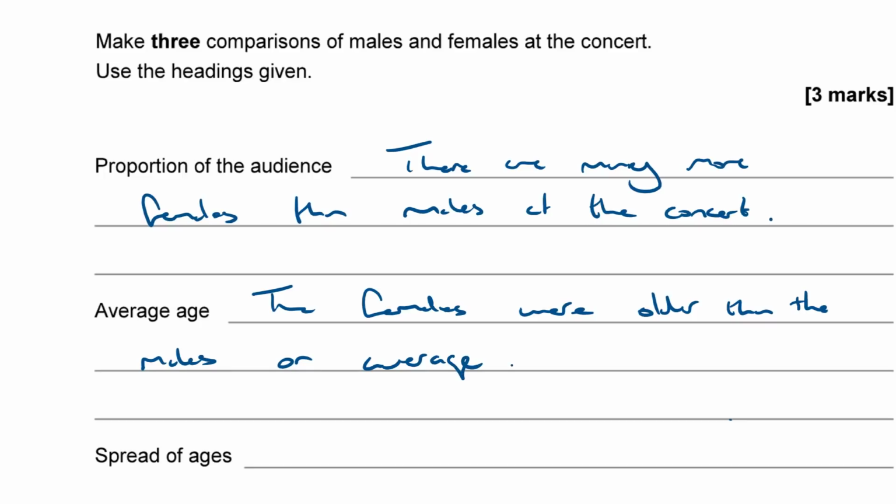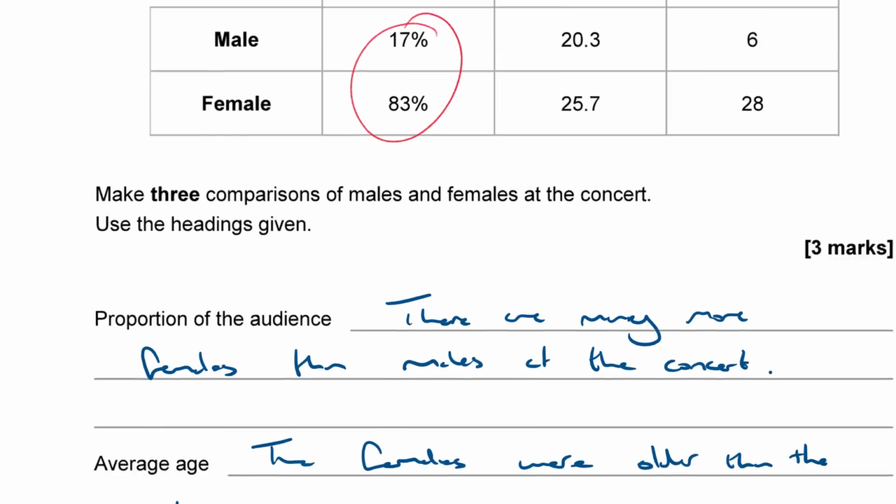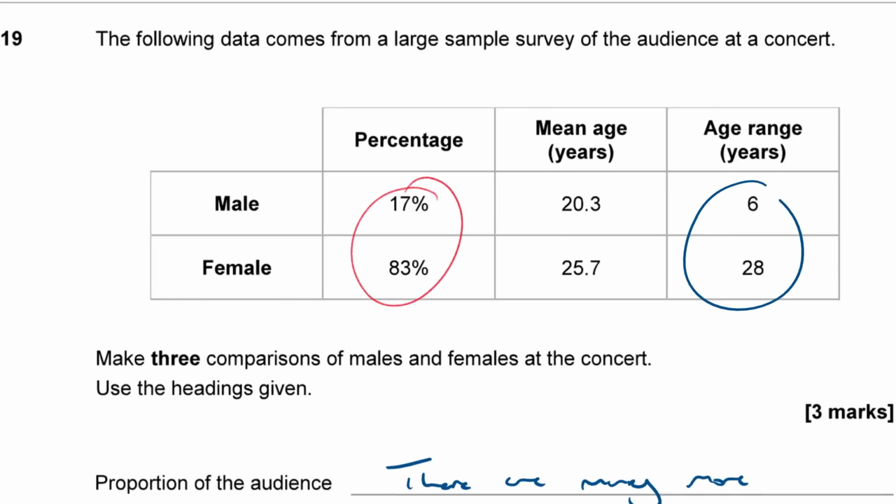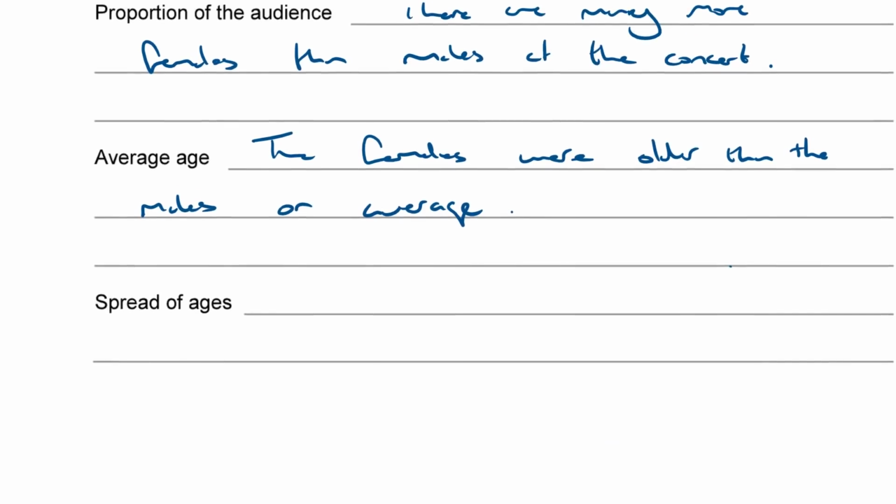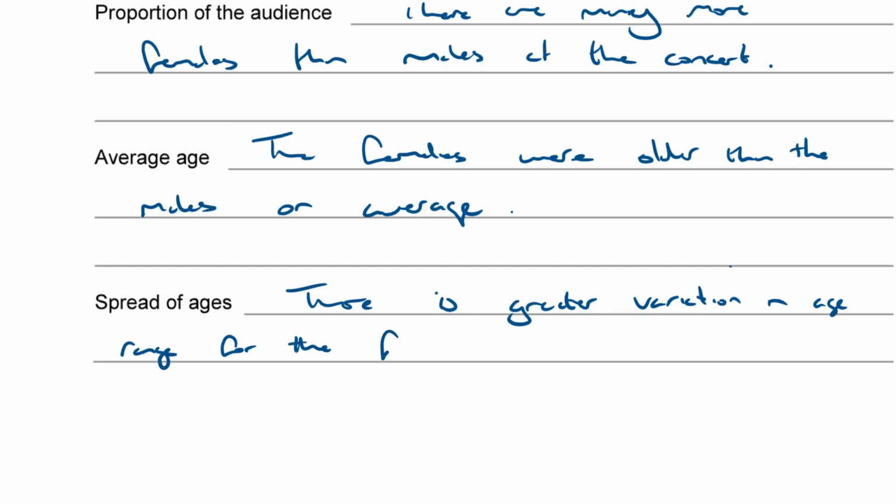And what's the last one? The spread of their ages. That's the age range up here, isn't there? So there's more variation in the females' ages than the males. There is greater variation in age range for the females than the males.